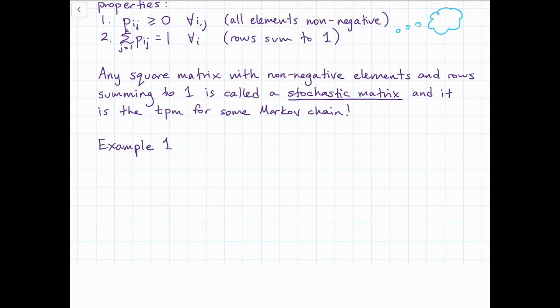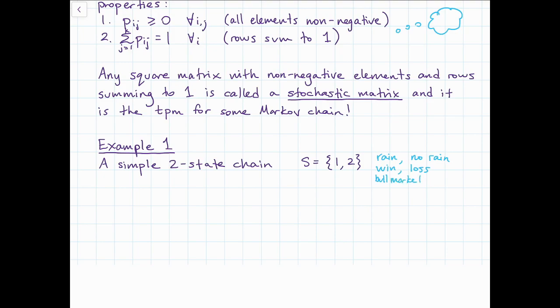All right, let's look at some examples. For example 1, we'll just consider the simplest kind, a simple two-state chain. So our state space S is just 1 and 2. And that's pretty boring, so we could imagine those two states as representing two things that we care about. That could be rain or no rain, win or loss of a team, or even two states of the stock market, a bull market or a bear market on a particular day. So we have two possible states that the chain can be in on any day or any step.